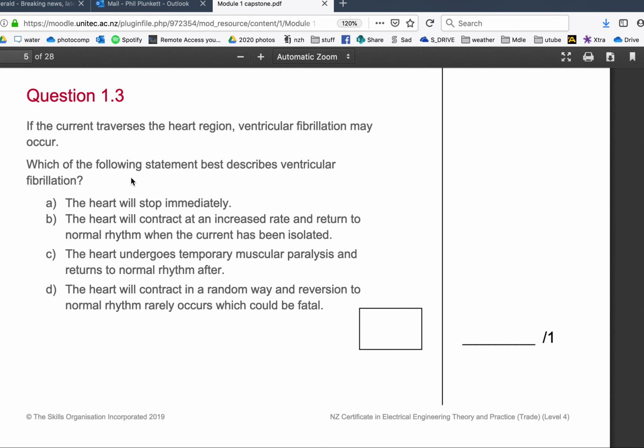If a current traverses the heart region, okay, so you've had an electric shock. Ventricular fibrillation. What does that mean? That means your heart gets an irregular beat, but the big key thing is it will generally not come back to normal. So this one here really occurs, which could be fatal. So if you have an electric shock, you've got to go get an ECG done. They've got to have a look, make sure your heart's back beating normally, because if it isn't beating normally, you may drop dead maybe 10-15 years earlier than everyone else.